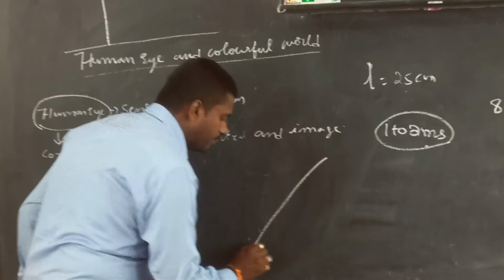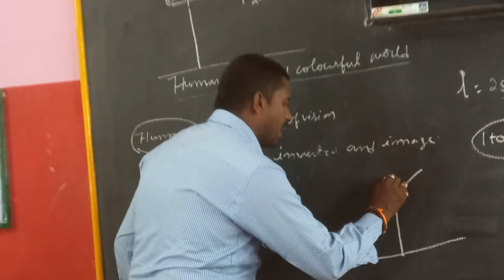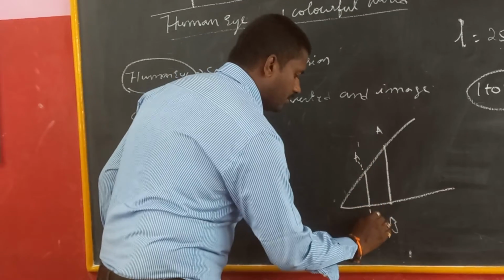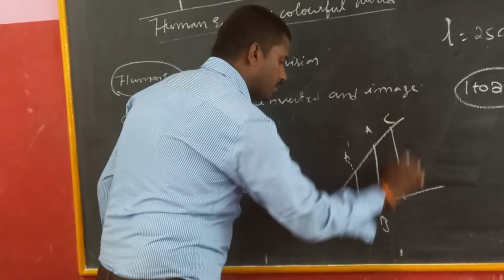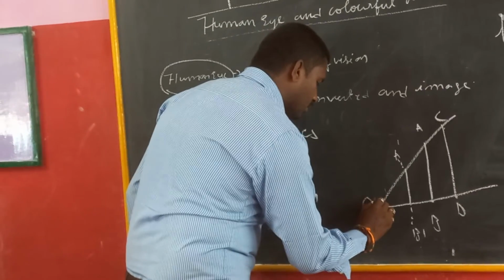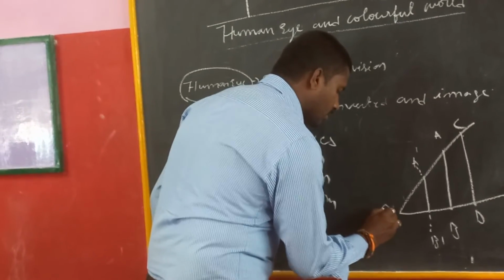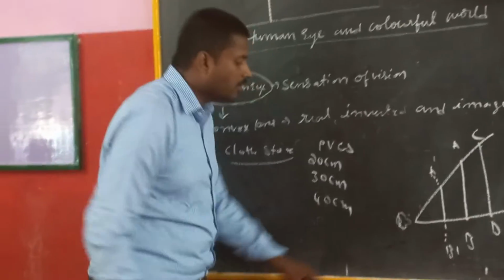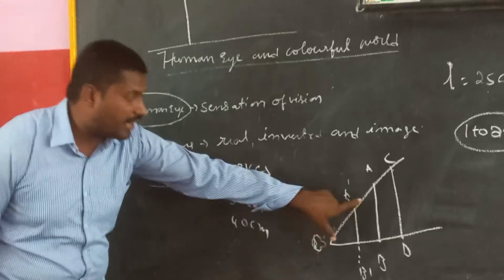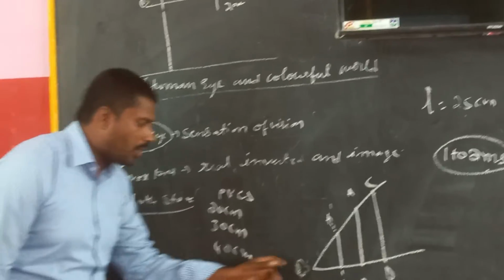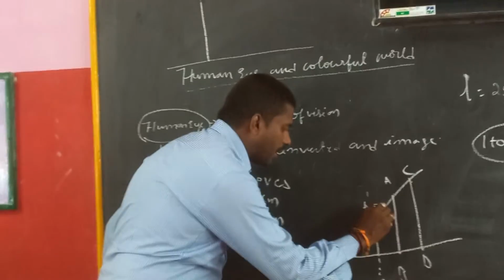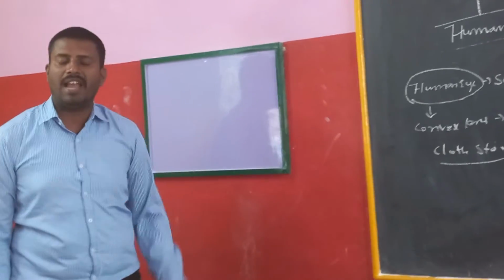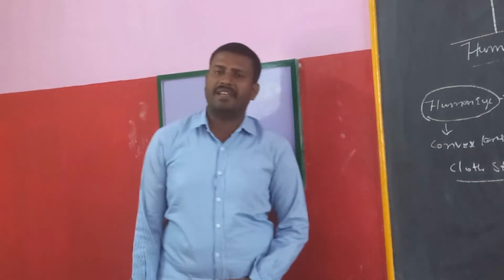Let us take an instance. This is AB. For example, you are seeing from here. If you want to see the entire AB, you cannot. You can see only a part of AB, that is EF. The angle at which you are able to see the whole object very clearly is called the angle of vision. The angle of vision for normal human beings is 60 degrees.